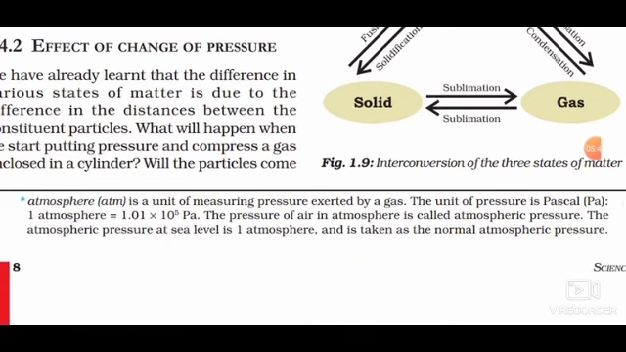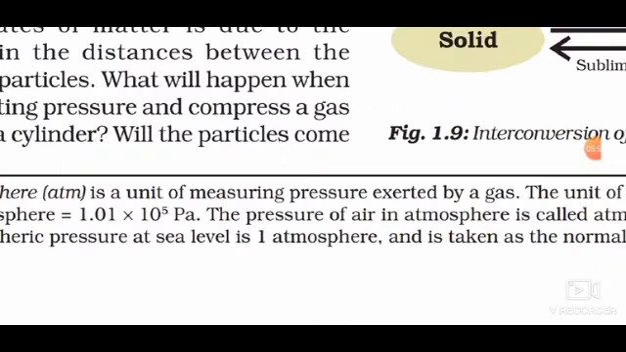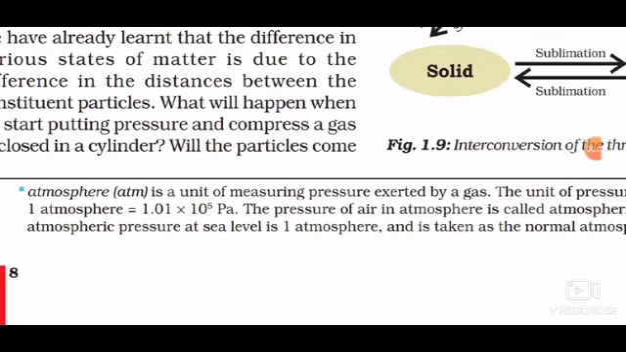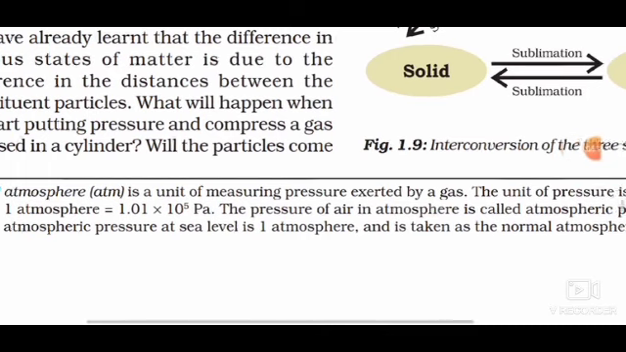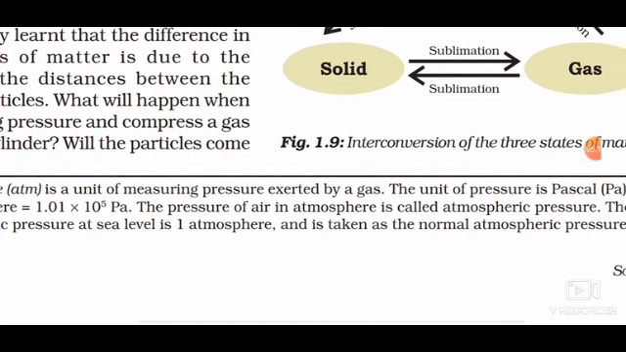Okay, please read this down. Atmosphere is a unit of measuring pressure exerted by a gas. The unit of pressure is Pascal, P is capital, A is small. 1 atmosphere is equal to 1.01 into 10 raised to 5 Pascal. The pressure of air in the atmosphere is called atmospheric pressure. At sea level it is 1. Read it. Okay. The next topic will be evaporation.